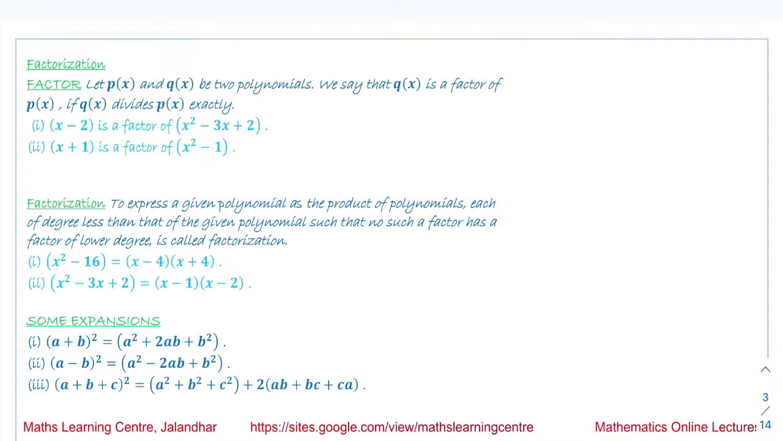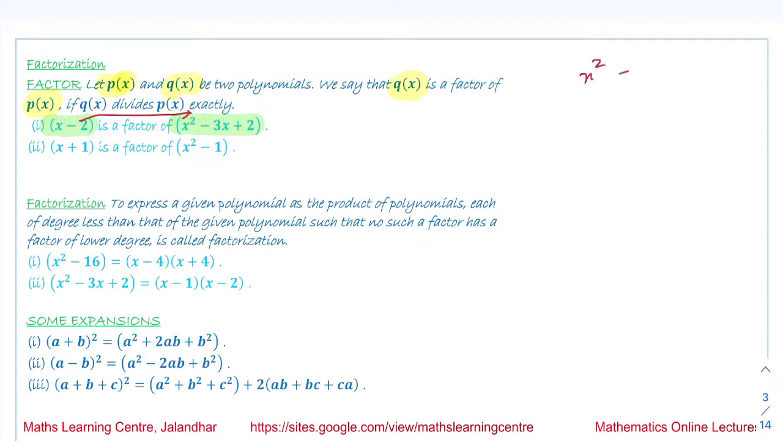If two polynomials p(x) and q(x) are given to us, we say q(x) is a factor of p(x) if q(x) divides p(x) exactly. We have seen many examples in the previous cases. If we say x minus 2 is a factor, it means x minus 2 divides x square minus 3x plus 2.